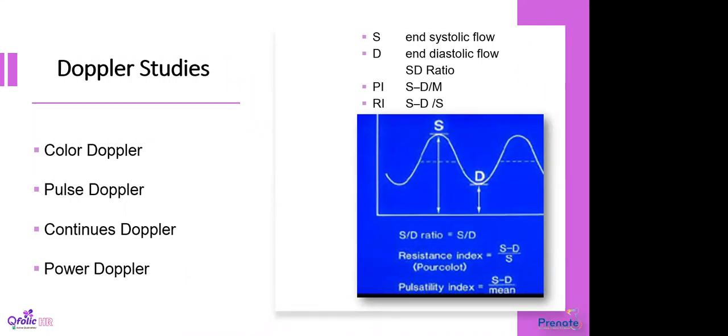PI is the pulsatility index, which is calculated by systolic minus diastolic divided by the mean of the velocities, and RI is the resistance index, which is the systolic minus diastolic divided by systolic flow velocities. So these indices as well as these ratios are used on different occasions to identify the babies who are at risk of hypoxia, acidemia, and bad pregnancy outcome.